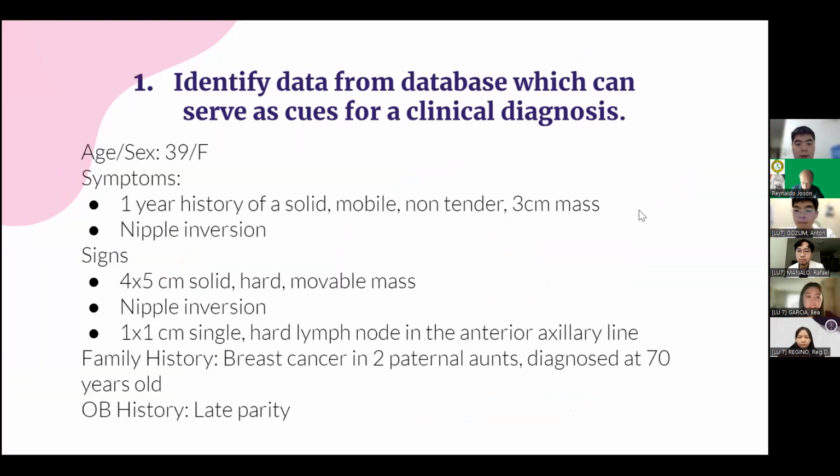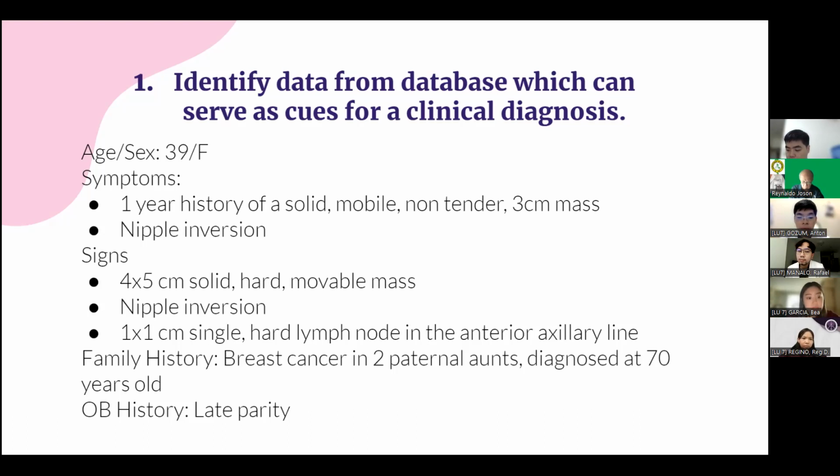So next, let us discuss the clinical diagnosis. First, we should identify data from the database which can serve as cues for our clinical diagnosis. First, the fact that our patient is a 39-year-old female. I will explain this information further later. Next, we should also take note of the 1-year history of a solid, mobile, non-tender 3 centimeter mass, and also the subjective complaint of nipple inversion.